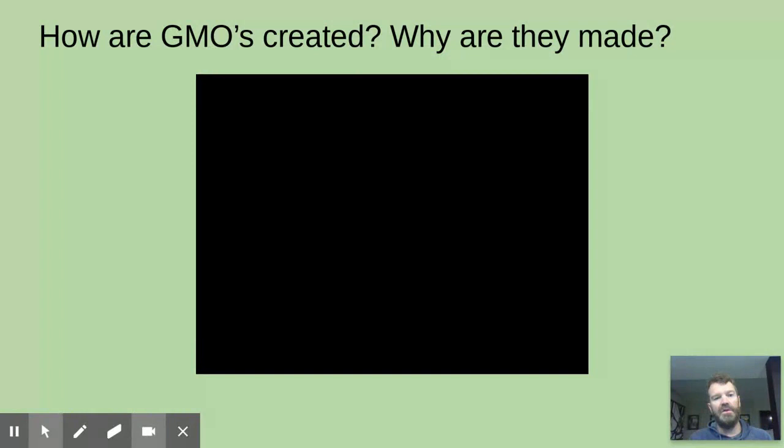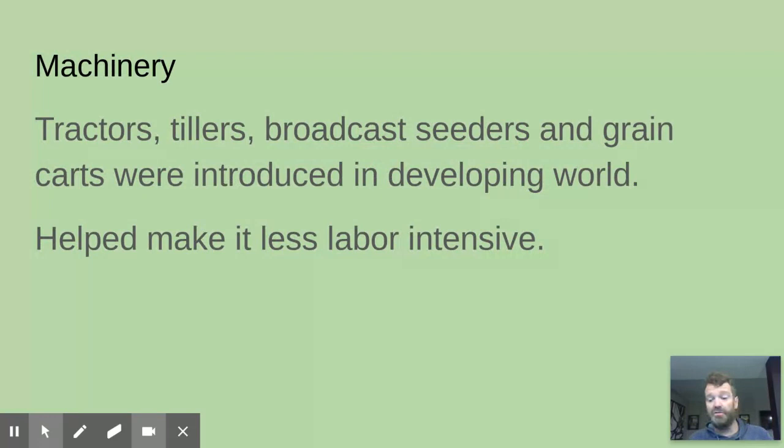So the same thing as agriculture revolution number two, right? There's new equipment, but in this case, there's bigger tractors, there's better tillers to till up the land, there's better seeders, there's grain carts that are introduced all over the world. This helps make it less labor intensive. So in the developing world, what used to happen in the developed world during the second agriculture revolution, during the third agriculture revolution, instead of having so many people farming, now those people are leaving the farms and going into the urban areas, just like happened in the developed world, right?